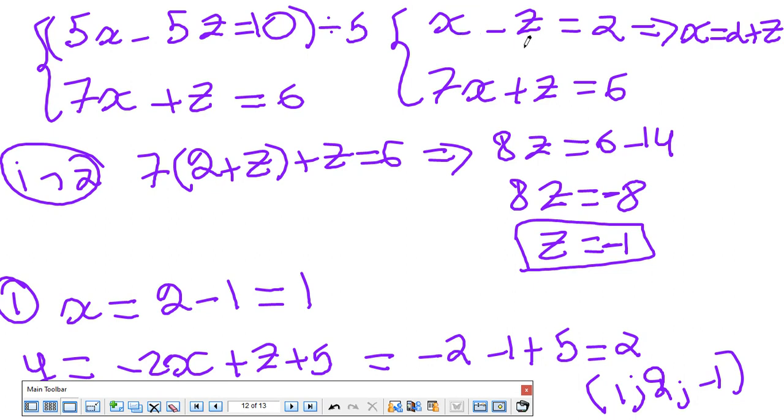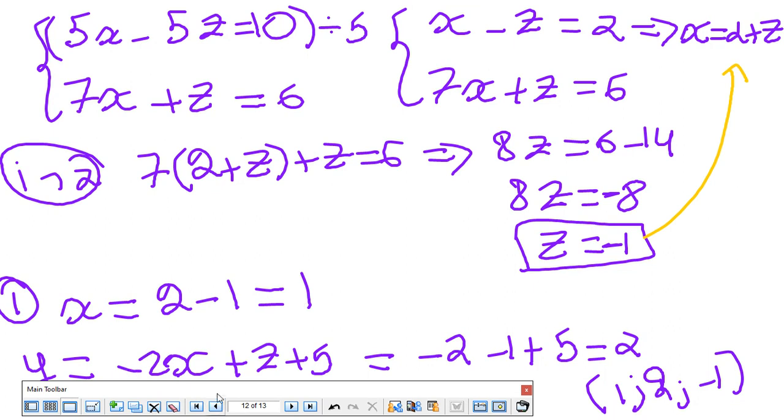I'm still doing the substitution. x is equal to 2 plus z. Now I can replace x by 2 plus z in the second equation here. So I will have 7 times 2 plus z plus z is equal to 6. I will continue solving. I got z equals minus 1. Once I have the first variable, it's easy now. I'll go backward. I will replace z here by minus 1. I will get x. So x will be 2 minus 1, which is 1.